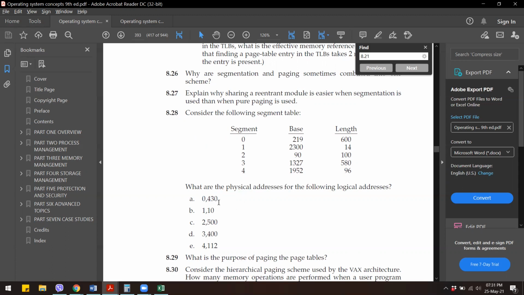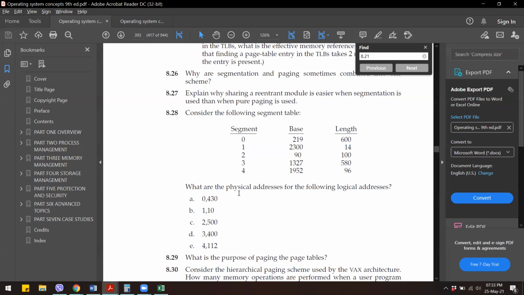We are given these logical addresses, and we have to find the physical addresses. To find the physical address, we will go to this particular segment, that is segment 0 in the segment table, right? In that segment, we will go to the base and add this number.